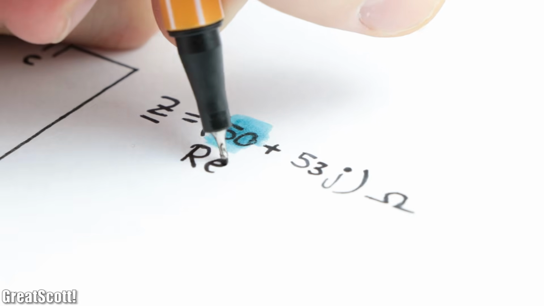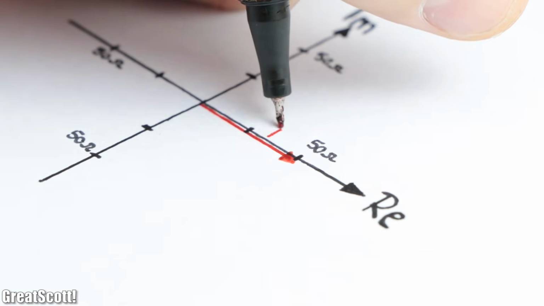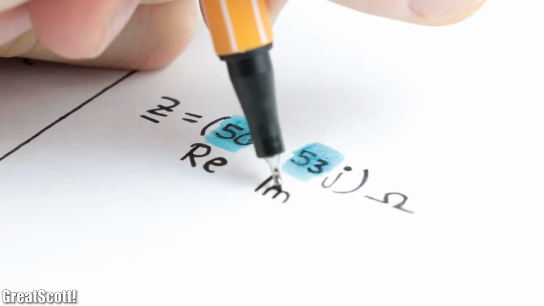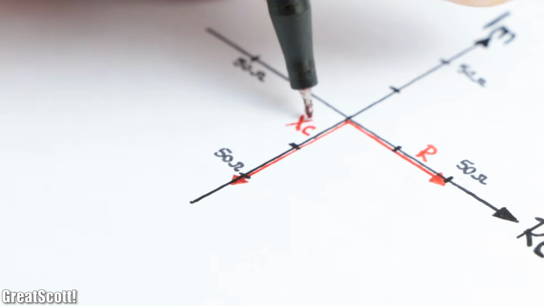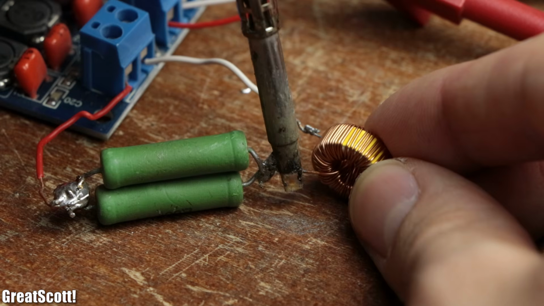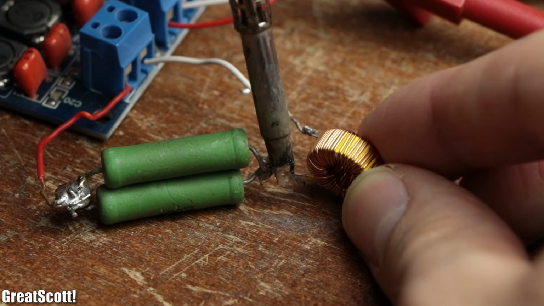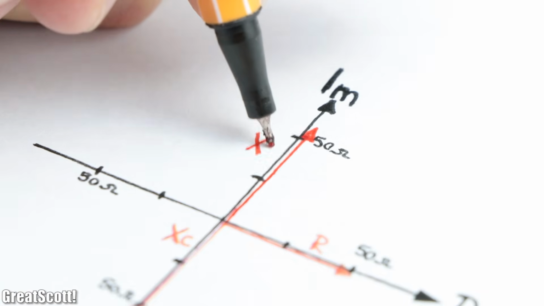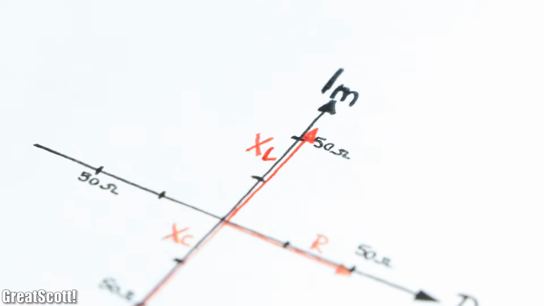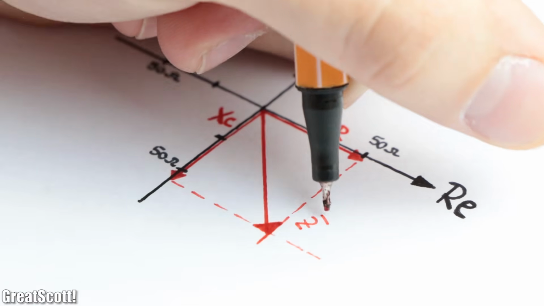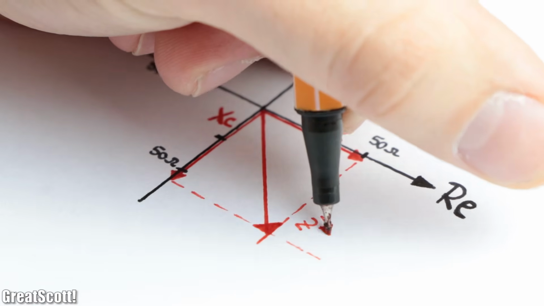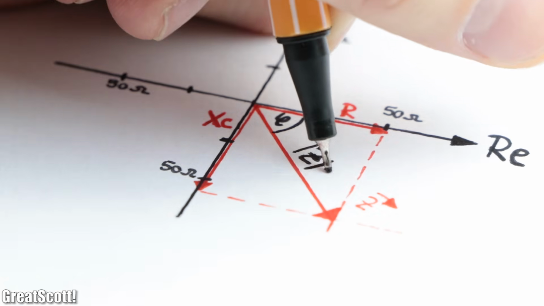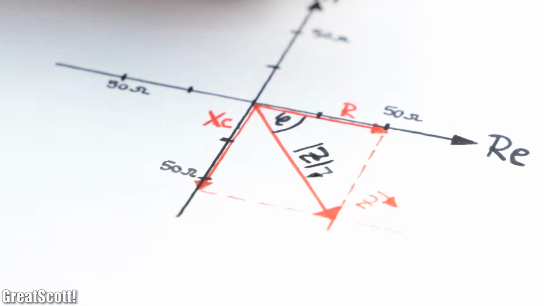The resistance is obviously real, so we go with a value of 50 ohms to the right. The reactance, however, is imaginary, meaning we go 53 ohms down. And by the way, if we would use an inductor instead of the capacitor, the direction of the arrow would be inverted, so upwards. But anyway, the now emerging arrow is the impedance vector we've been looking for. Its angle is required for the phase angle and its magnitude for the current calculation.